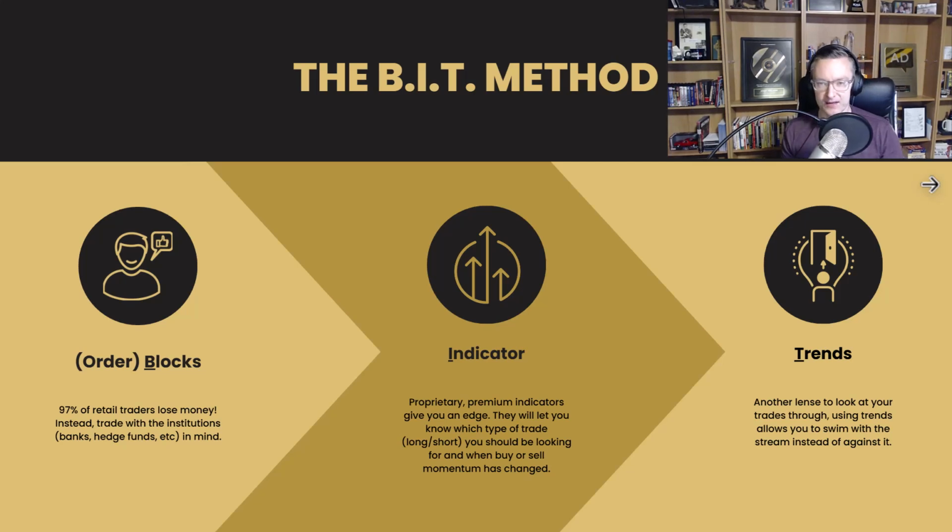And then next, the I in BIT method, B-I-T, the I is indicator. This is, again, my proprietary premium indicators that give you an edge. This is going to let you know which type of trade, either long or short, buy or sell, you should be looking for, and when buy or sell momentum has changed. Again, order blocks might tell you traditionally where it has happened in the past. The indicator is going to let you know that it has happened, or it's in the middle of happening right now. It's very cool stuff.